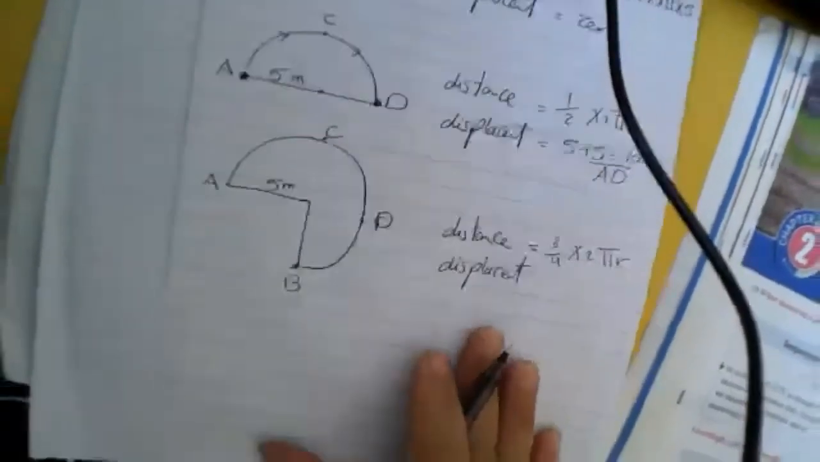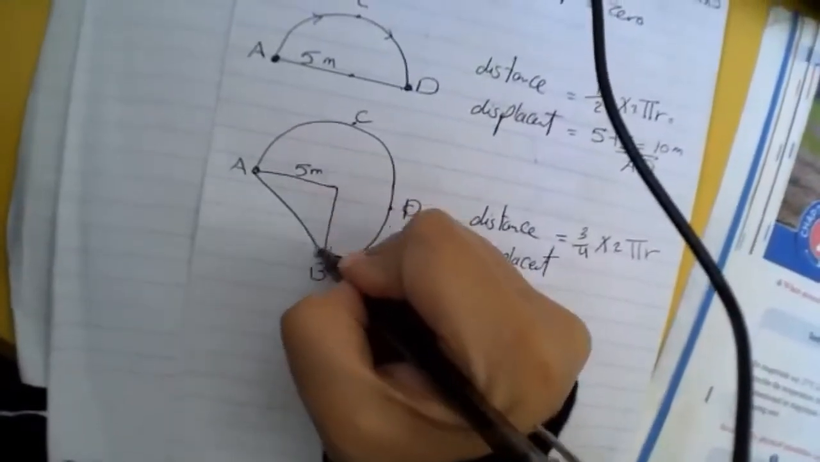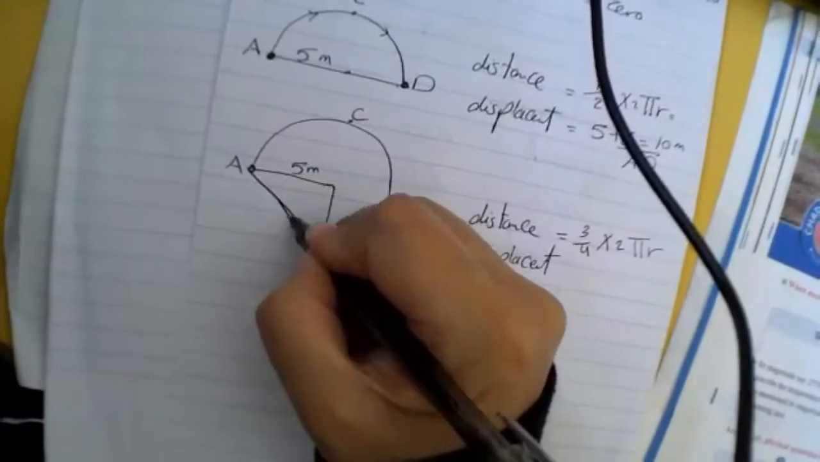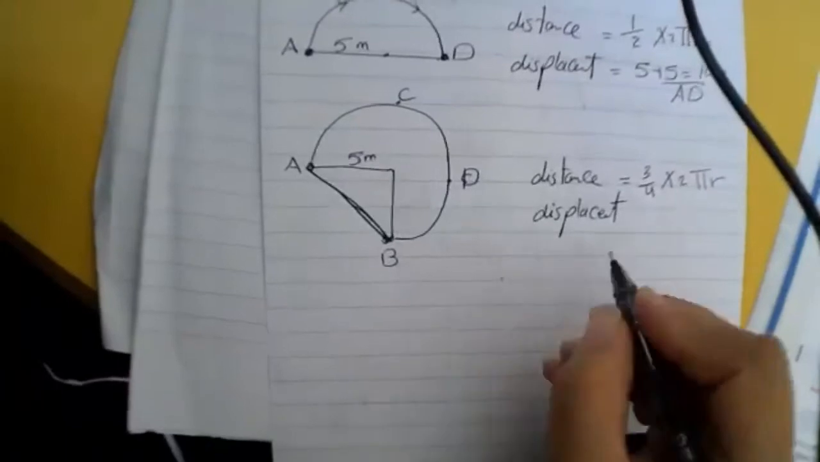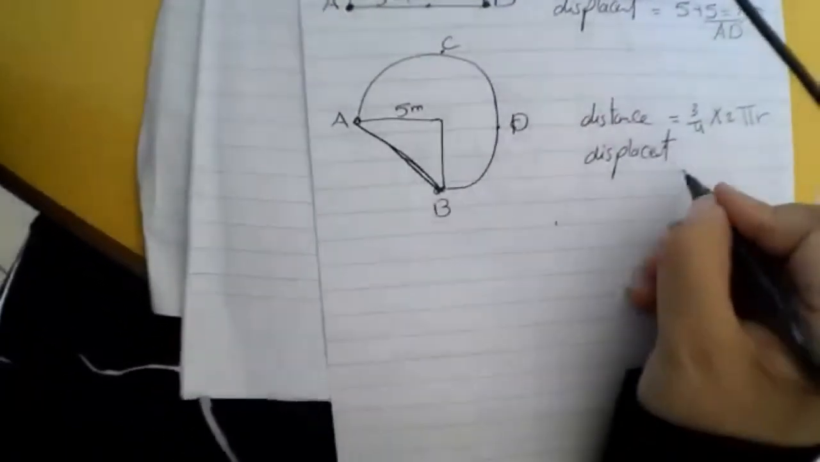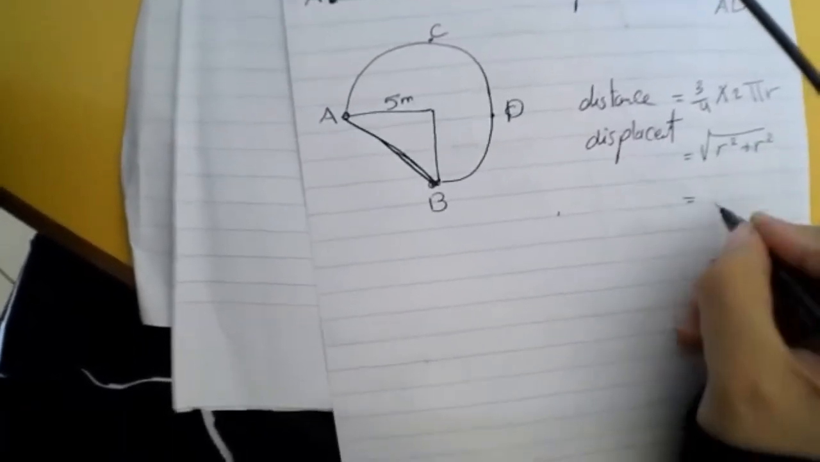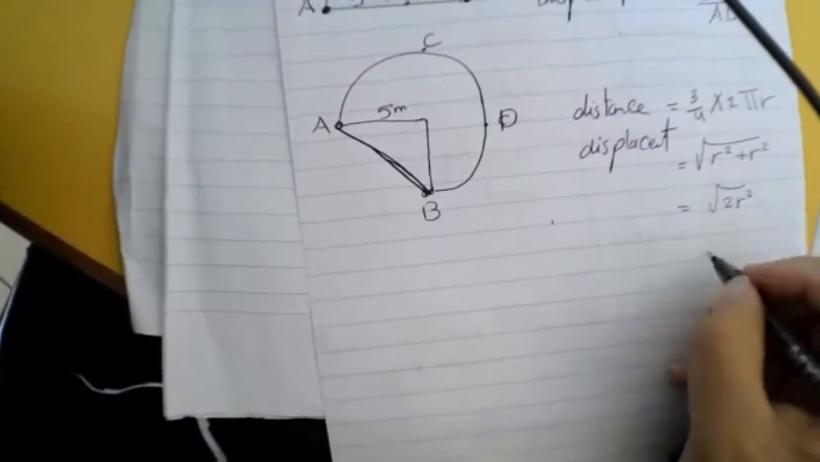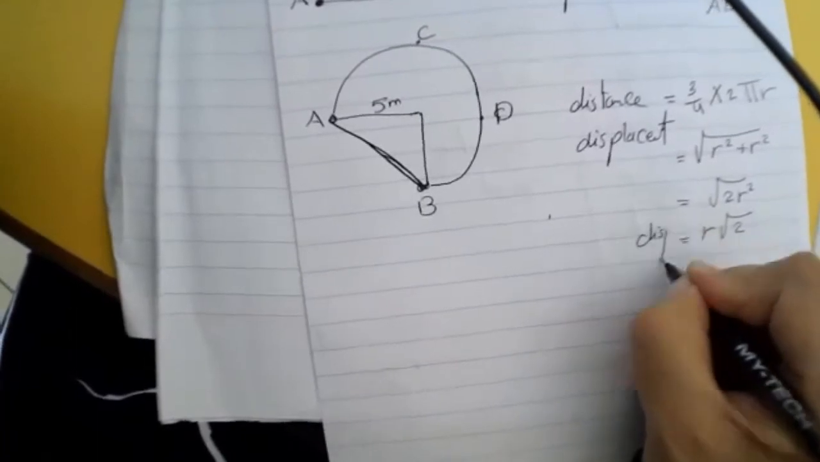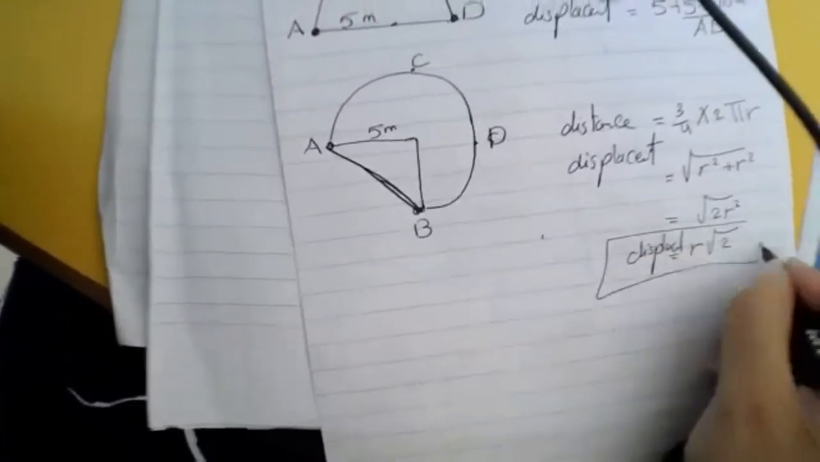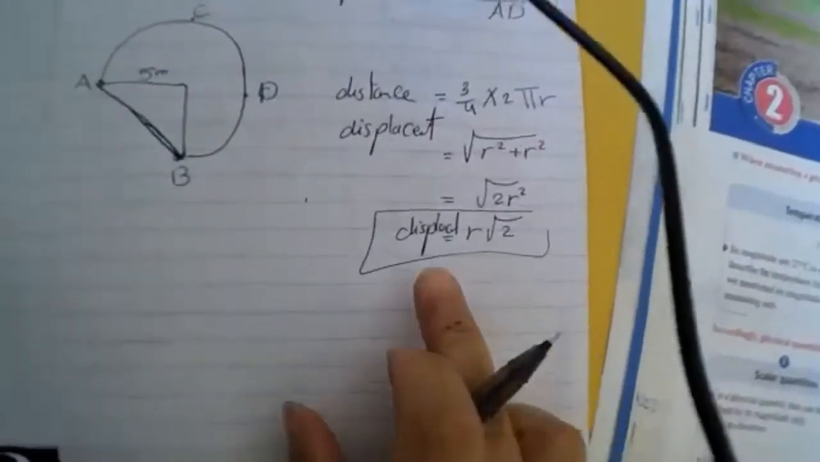How about the displacement? The displacement from the start point to the end point is going to be this line, and we can calculate it using Pythagoras. So the displacement will be r squared plus r squared. So it's going to be 2r squared. So it will be r root 2. So the displacement in a 3/4 cycle of a person with a radius r will be r root 2.